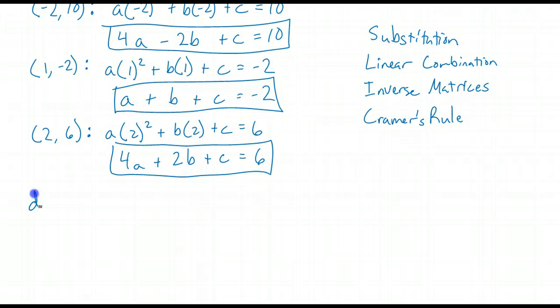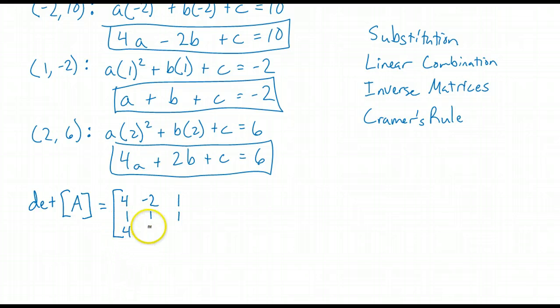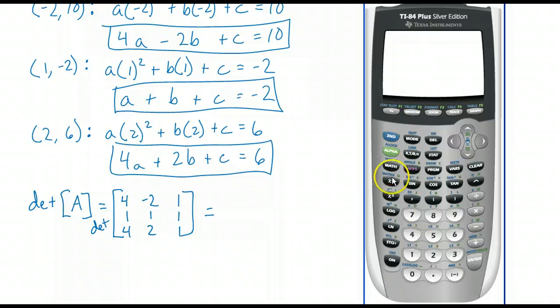To use Cramer's rule, I'm going to first come up with a coefficient matrix. I'm going to call that coefficient matrix capital A. And the coefficient matrix is going to be a matrix made up of all my coefficients of my variables a, b, and c. And then I'm going to find the determinant of that matrix. For time's sake, I've already entered this matrix into matrix A on my calculator. And I'm going to use my calculator to find the determinant of matrix A.